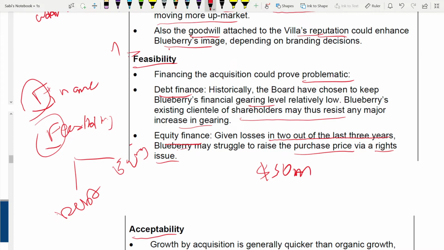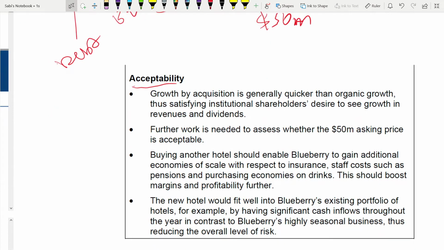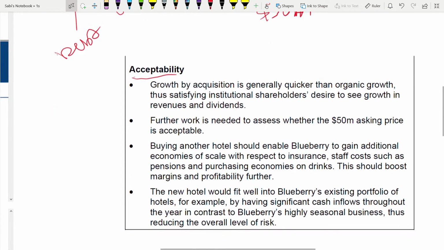Understanding. Now let us move on to acceptability. Acceptability also, there are 4 points. Okay, when you're talking about acceptability, you need to talk about whether it will be risky or not, whether it will be acceptable to the shareholders or the customer or not. So mostly you talk about acquisition here. Advantages and disadvantages of acquisition you can give here. Okay, so growth by acquisition is quicker than organic growth. And if this is quicker, it satisfies your institutional shareholders' desire also. What was their desire? To see growth in revenue as well as dividend. This is what they wanted. So if you go by acquisition, it may make it faster and quicker to see the growth in revenue.